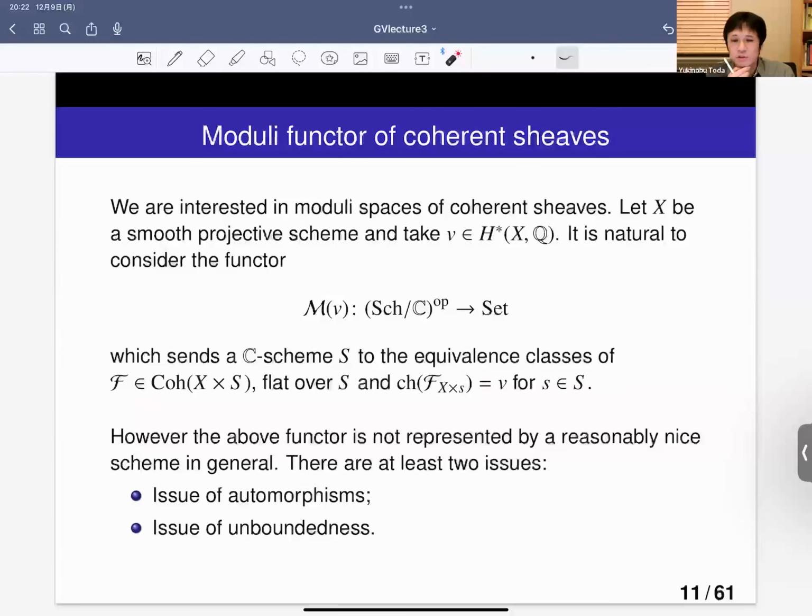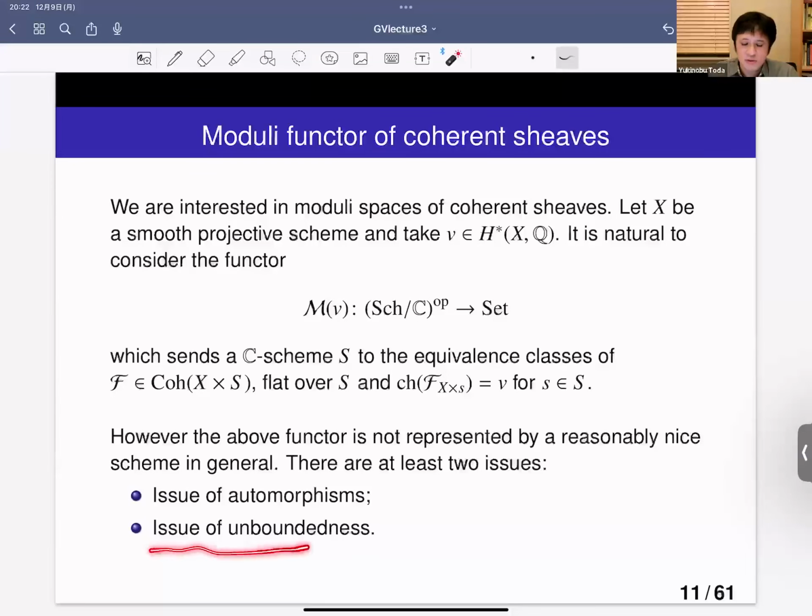However, this functor is not represented by a reasonably nice scheme in general. In fact, there are at least two issues. The first issue is about the existence of automorphisms. In general, if you consider some moduli theory where each object has non-trivial automorphisms, then usually the moduli functor is not representable. And I will explain later that usually you have to consider a moduli stack in that case.